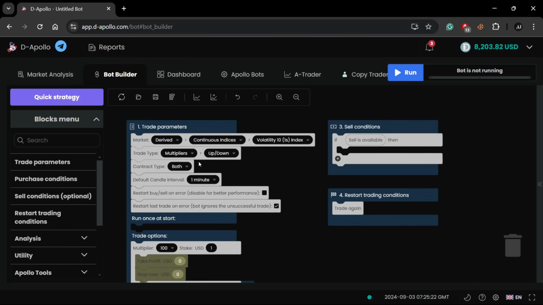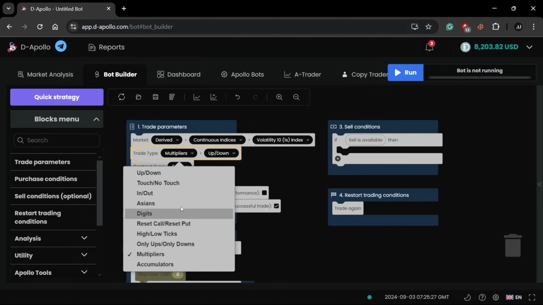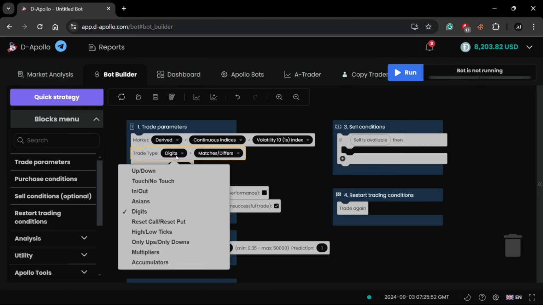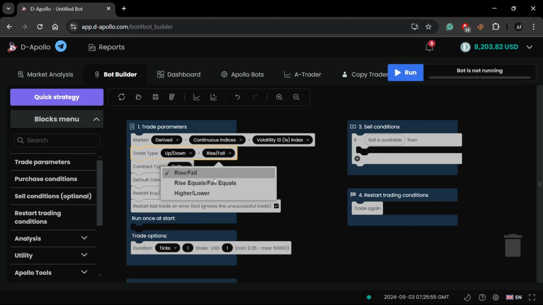So there we have up and down. Then there are digits: matches and differs, even and odd, over and under. That is the category of digits, where you can select the trade type and select digits. Then you can select matches or differs. This is just selecting what kind of contract you want to trade. For example, you could come and select up and down: rise and fall, higher and lower, rise equals, fall equals.